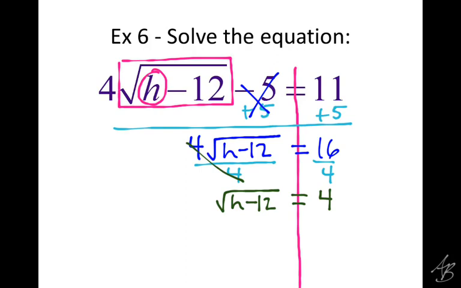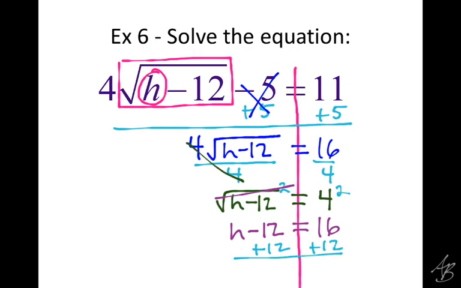Now the square root's by itself, so we can get rid of the square root. So we're going to do that by squaring. So we're going to square the square root, and we're going to square the right side also. So the square and the square root are going to cancel, leaving h minus 12. And on the right side, 4 squared is 16. Then what? Add 12 to both sides to get rid of the minus 12. And so the 12's cancel, leaving h equals 28.